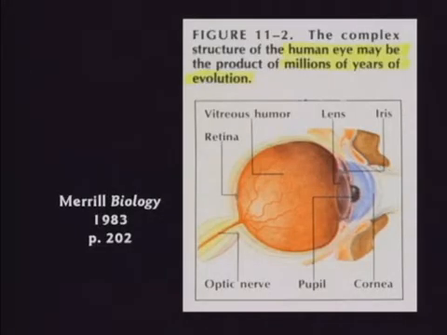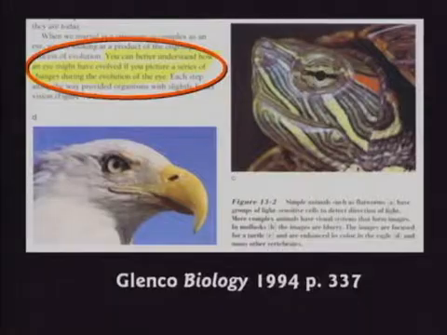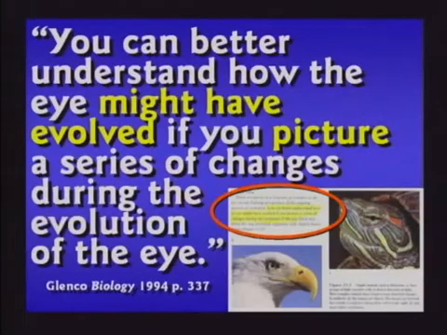This textbook, though, says the complex structure of the human eye may be the product of millions of years of evolution. Why doesn't God get the glory for what He made? This textbook shows 2 different types of animals' eyes, and it says, boys and girls, you can better understand how the eye might have evolved if you picture a series of changes. In other words, you have to imagine how it happened. That's because we never really observe it. You just imagine that it happened. That's not science, folks. You can imagine all you want, but that's not observable, testable, demonstrable.